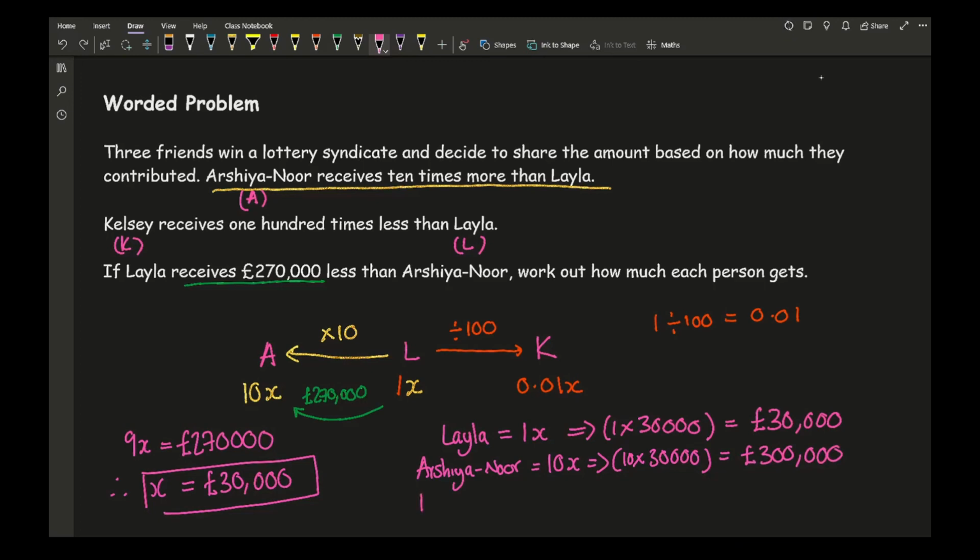And if Kelsey is 0.01x, then that's going to be 30,000 divided by 100, which is £300. And there is our final answer.